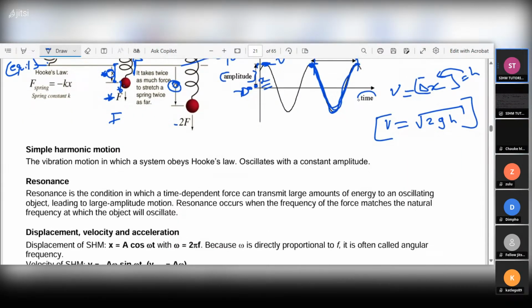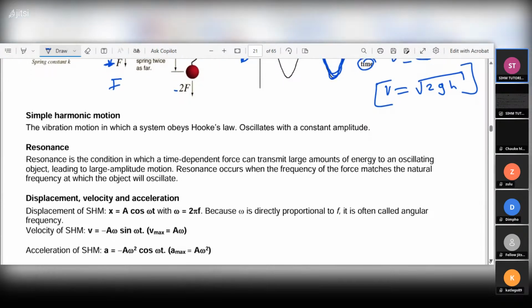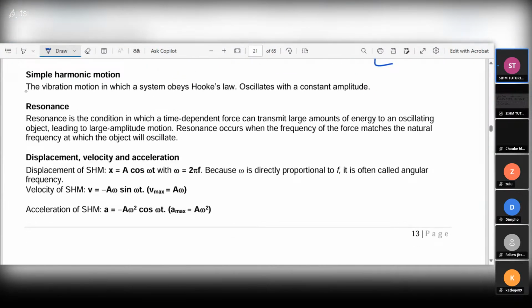Remember, here you might even have the time, so yeah, a time graph, the amplitude or the frequency with the time. So let's come to here. Here we have the vibration motion in which a system obeys Hooke's law and oscillates with constant amplitude. For the definition, you're going to need it when you write your semester test.